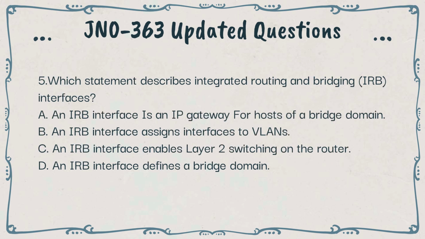5. Which statement describes integrated routing and bridging (IRB) interfaces? A. An IRB interface is an IP gateway for hosts of a bridge domain. B. An IRB interface assigns interfaces to VLANs. C. An IRB interface enables Layer 2 switching on the router. D. An IRB interface defines a bridge domain.